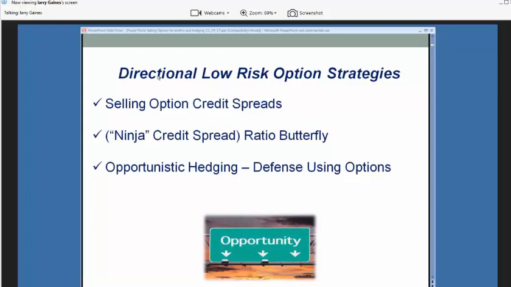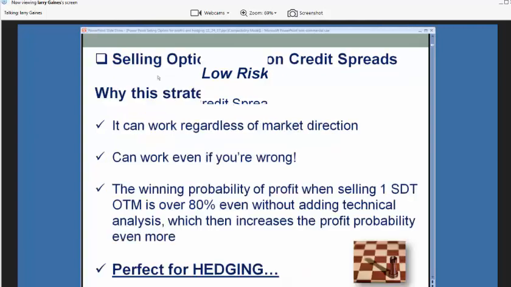The other one that I really like is what I've kind of termed the ninja credit spread, which is basically a ratio butterfly that we'll look at. And then being able to know and incorporate hedging of your positions when you need to hedge using these various types of selling option strategies. So then it becomes a strategy that you can use, which I refer to as opportunistic, because a lot of times you can turn a trade that's losing into a winning trade by knowing how to use the options to defend your trade.